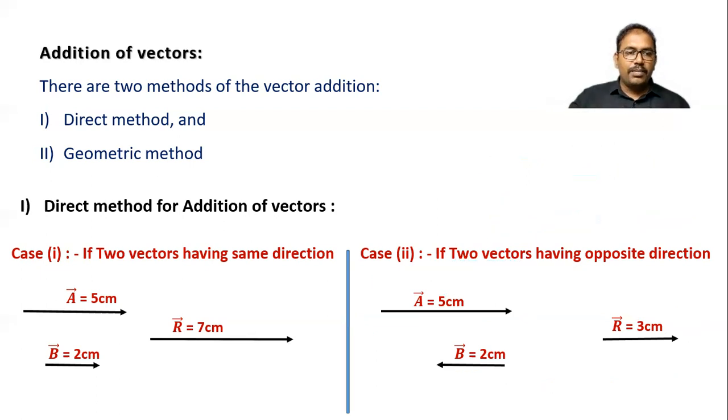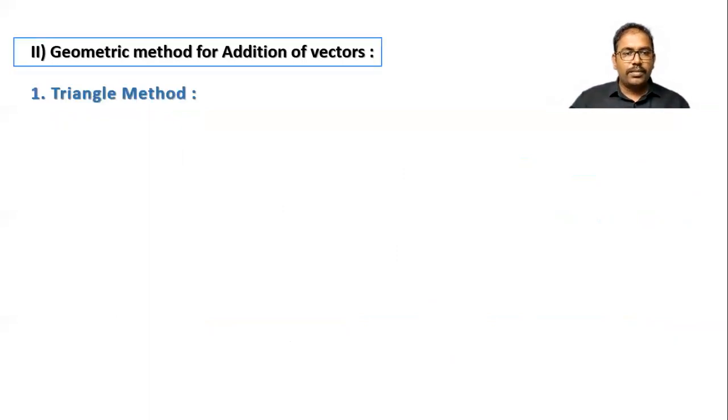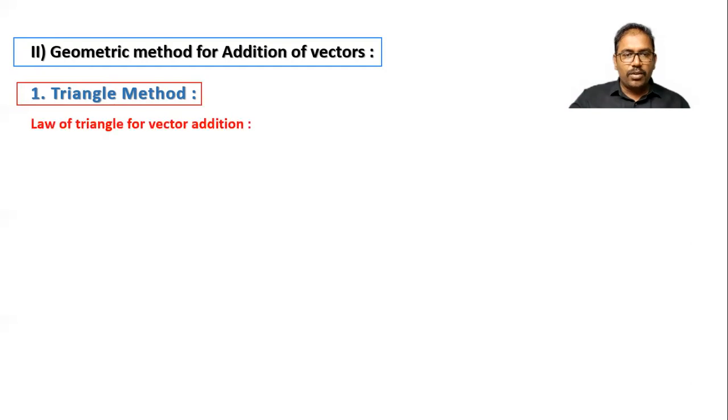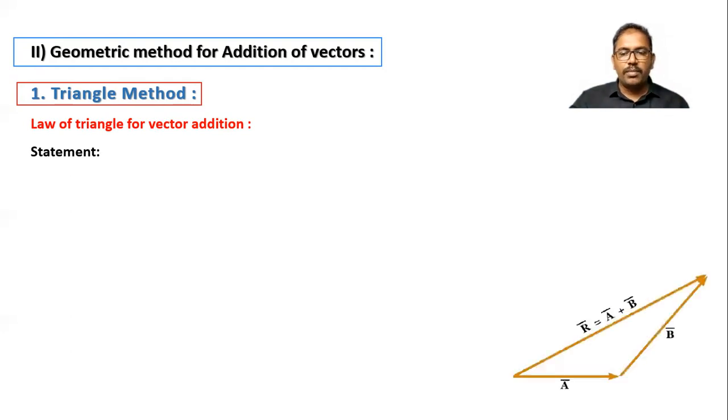Now after this direct method, next we have to start the geometric methods for addition of vectors. So now the geometric method. The first geometric method is the triangle method. Let me explain what the triangle method is. For that we have to remember the law of triangle for vector addition. Now what is the statement of the law of triangle?